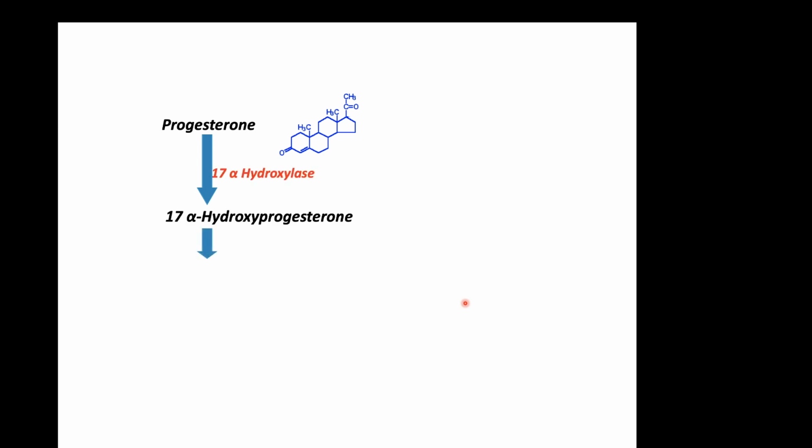In the first reaction there will be 17 alpha hydroxylation by the enzyme 17 hydroxylase. Progesterone will be converted into 17 alpha hydroxyprogesterone. We know that this reaction also takes place in the synthesis of cortisol. In the next reaction there will be a cleavage reaction, where one of the carbons will be cleaved out from the 17 alpha hydroxyprogesterone, leading to androstenedione. Then in the later reaction there will be a keto reduction by the enzyme 17 keto reductase, and finally testosterone will be synthesized.